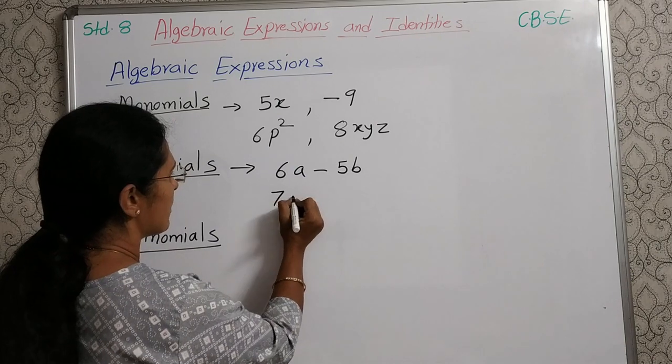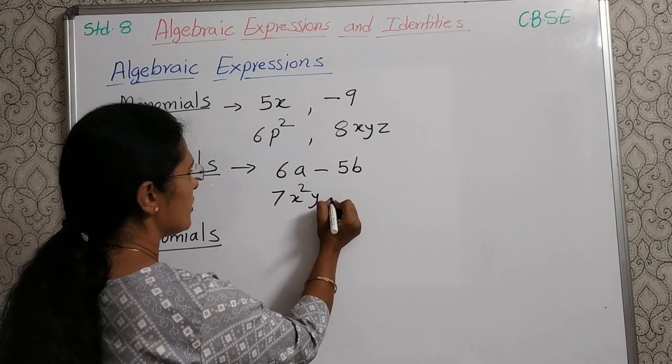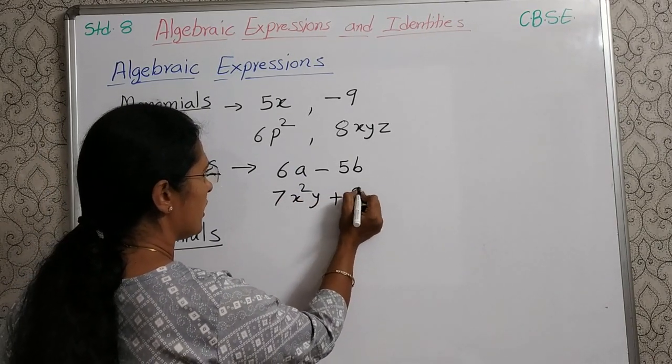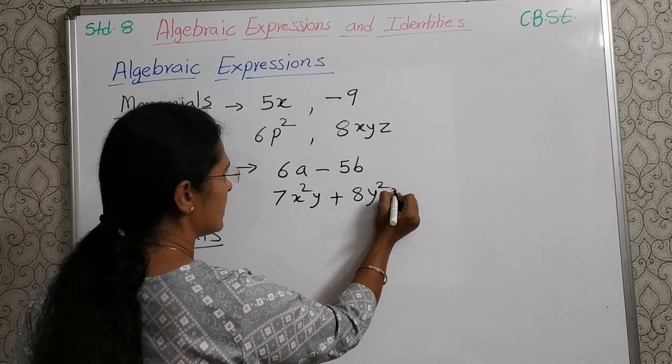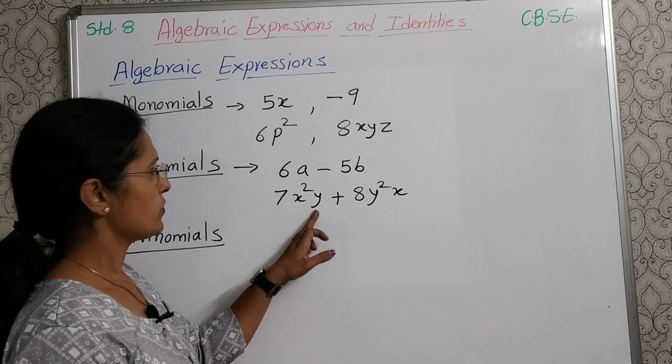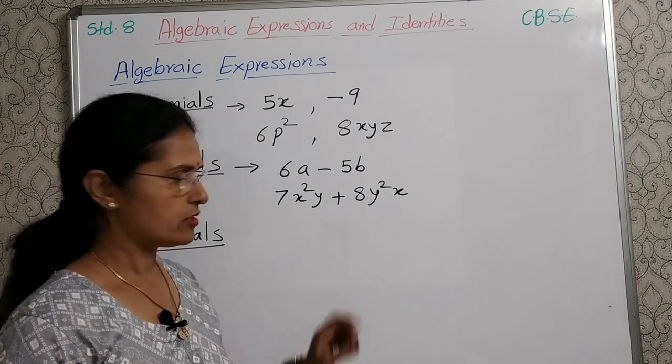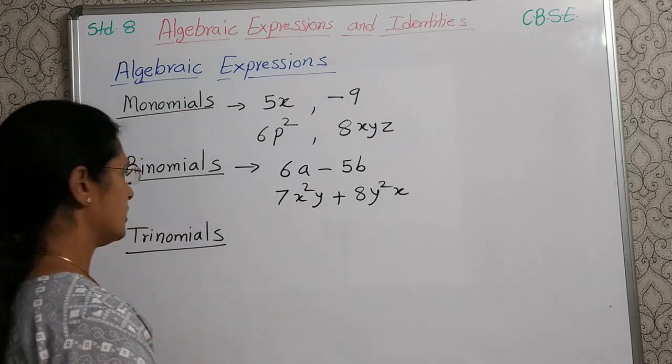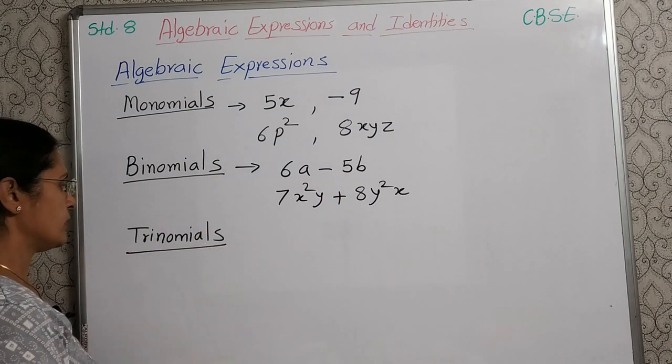Next, 7x square y plus 8y square x. Now here these are the two terms, 7x square y and 8y square x. So this is a binomial. This expression is a binomial.